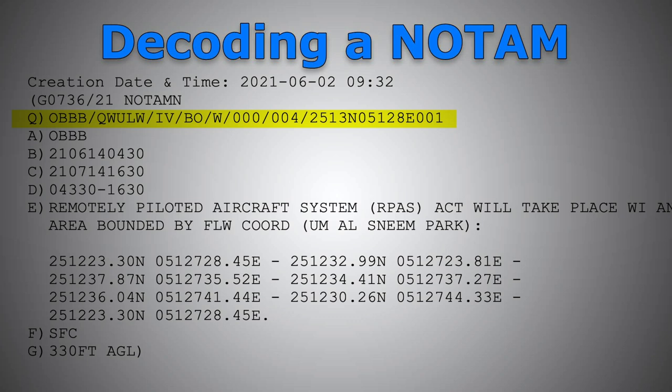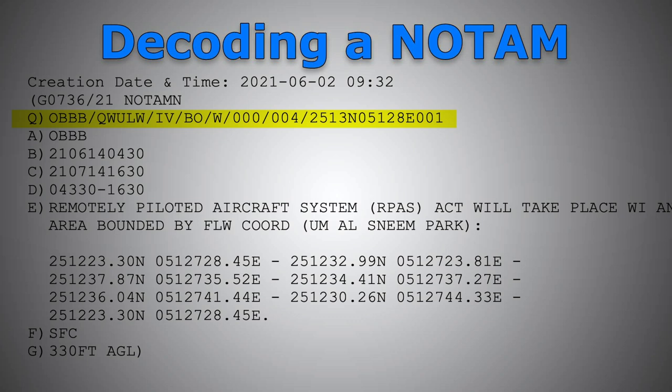Don't worry, we will look at that in much more detail shortly. And then we have the IV, which is the traffic. So this NOTAM concerns both IFR and VFR traffic. So the I stands for IFR and V for VFR.